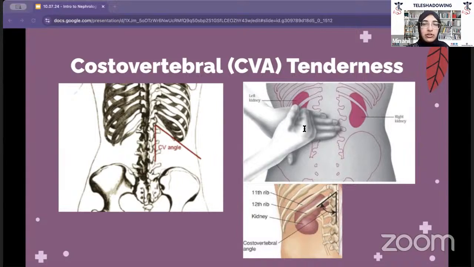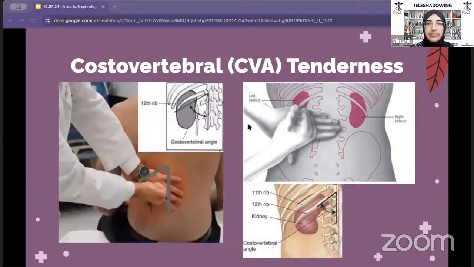So when we're performing the CVA tenderness test, you would first position the patient right here. You have the patient sit up comfortably. If the patient is unable to sit, you can perform the test while they lie on their side as well. You would then locate the CVA, the costovertebral angle. You would stand behind the patient to find it, on one side, and you'd locate the lower edge of the rib cage. Basically, you palpate it.